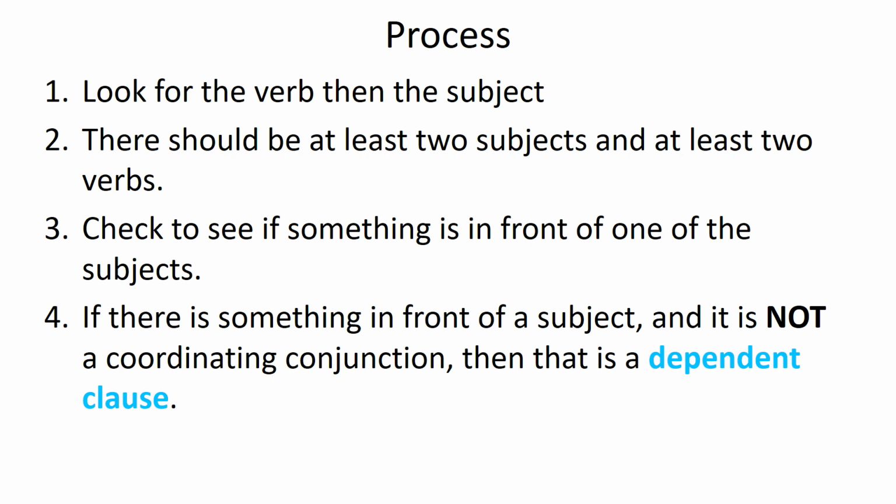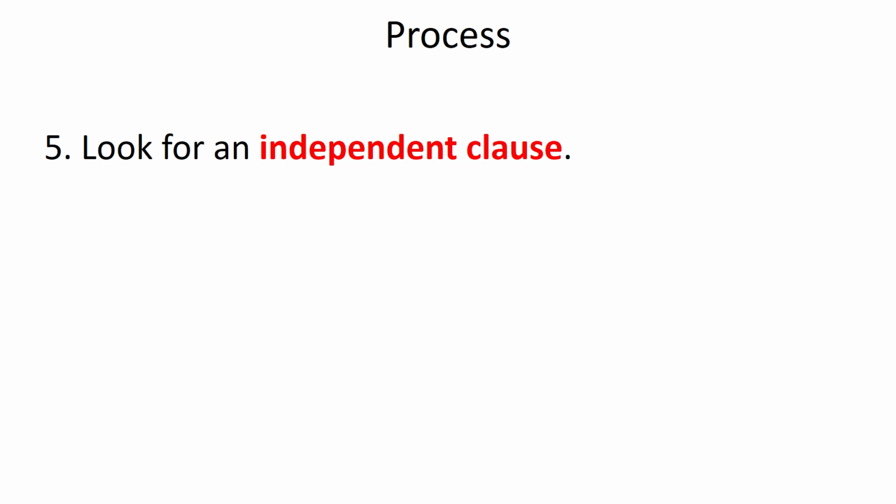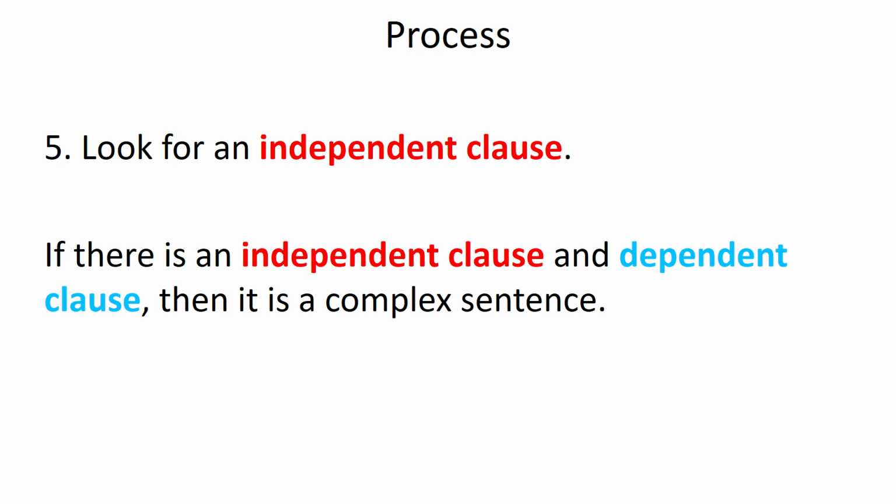But after that, we don't stop. We continue. We have to find an independent clause. And if there is an independent clause and dependent clause, then it is a complex sentence. If there's a dependent clause only, then it's just a dependent clause. It's not a sentence. It must have an independent clause and a dependent clause in order for it to be a complex sentence. Let's try another example.